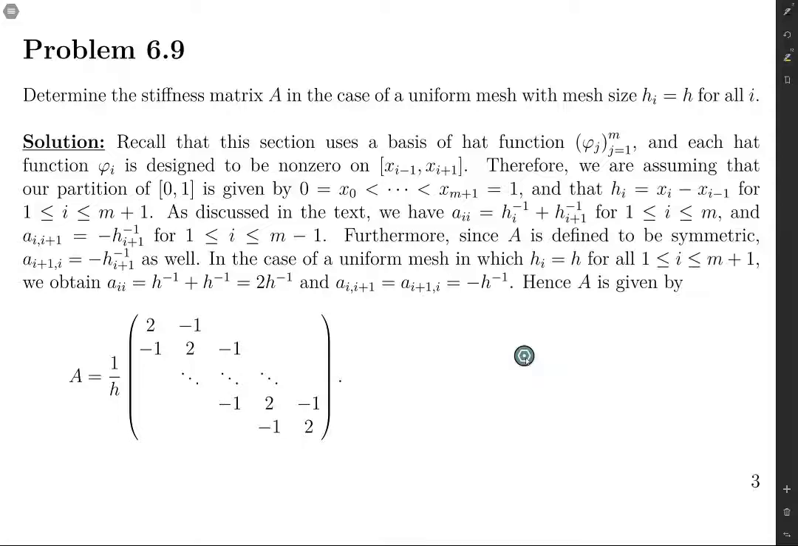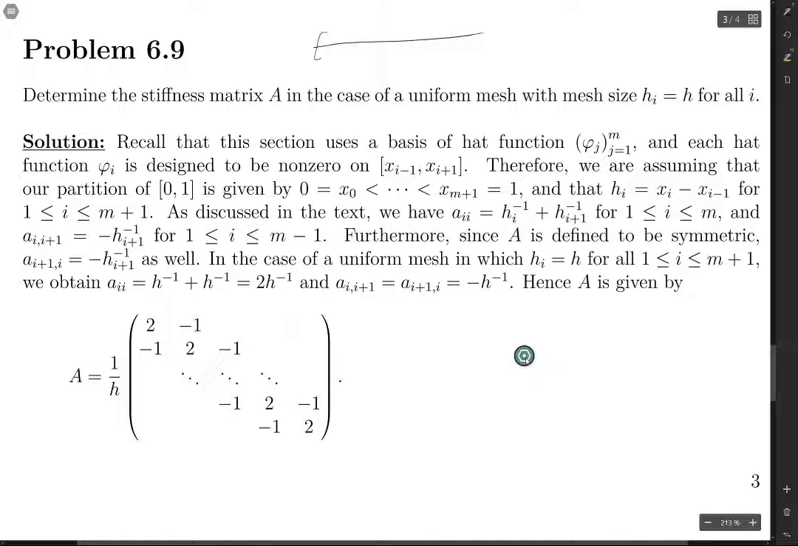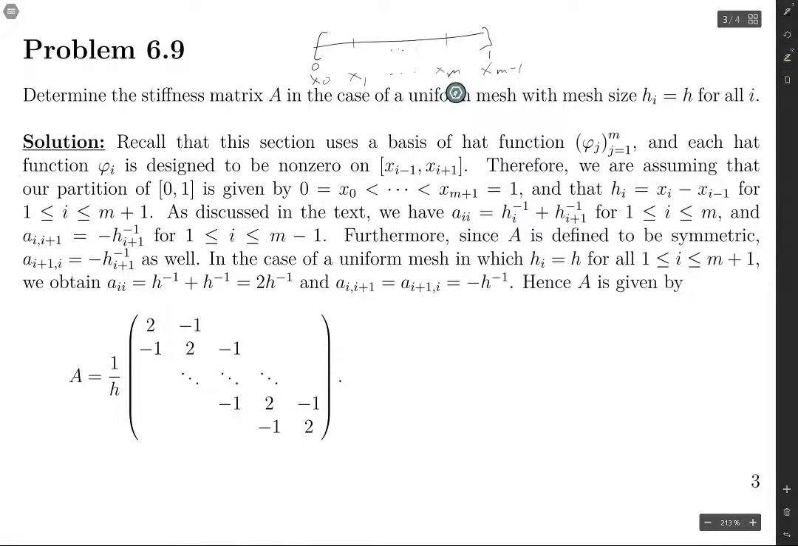So we've got this interval from 0 to 1, and 0 happens to be x0, and 1 happens to be x_{m+1}, and then we have x1 all the way up through xm, and then you've got some stuff in between. So basically we've got m plus 2 distinct points in the interval from 0 to 1. One of those is x0, which is 0. One of them is x_{m+1}, which is 1.